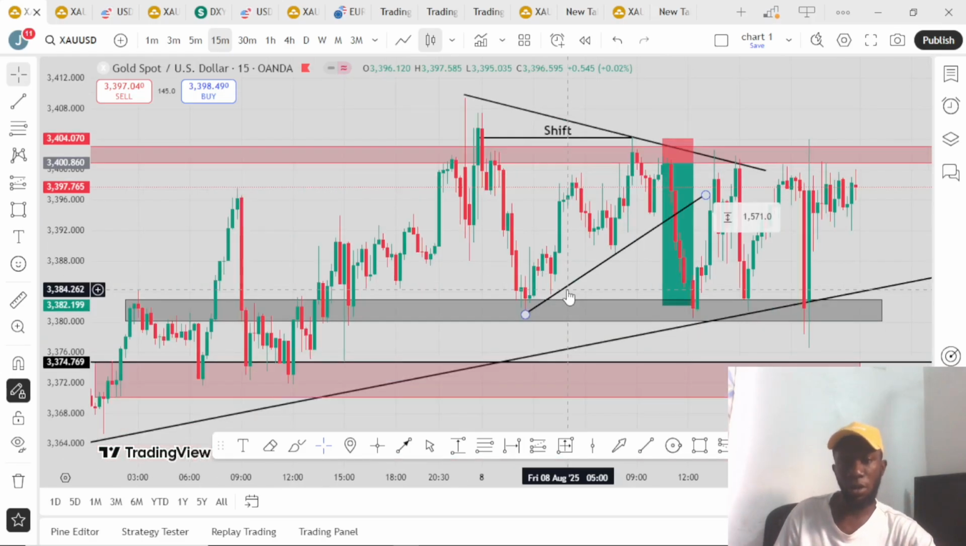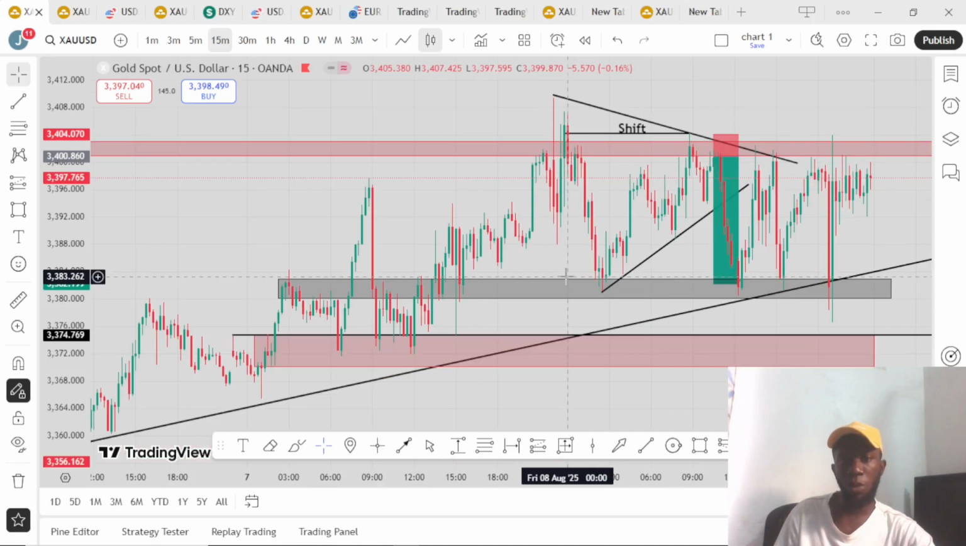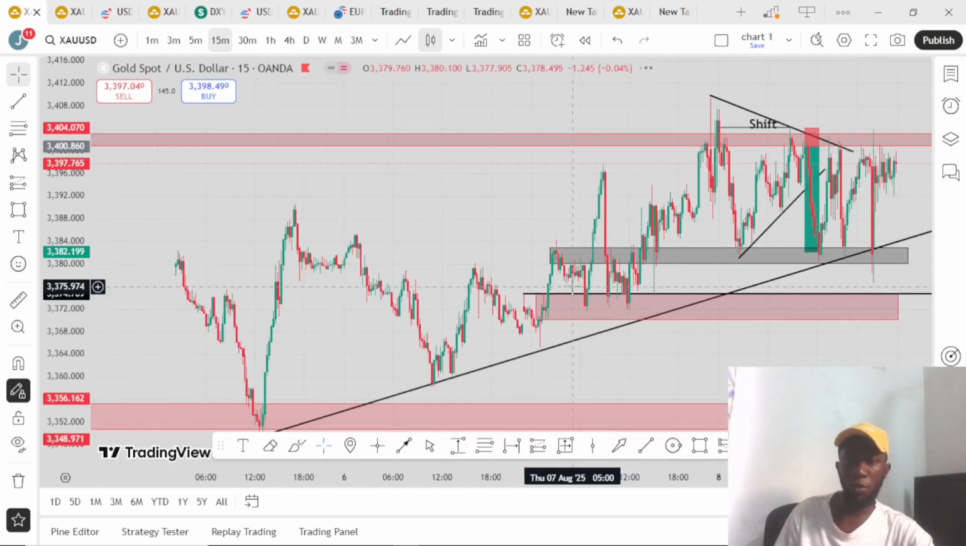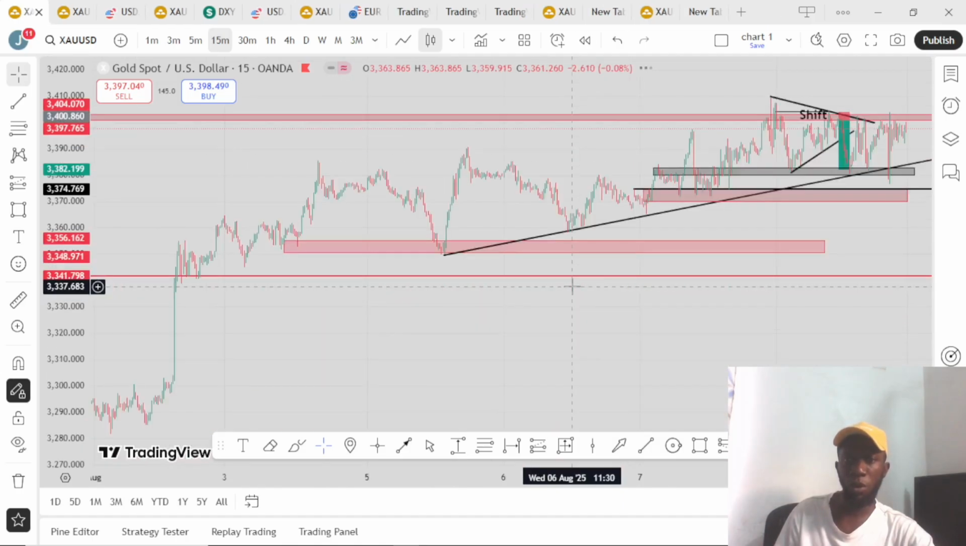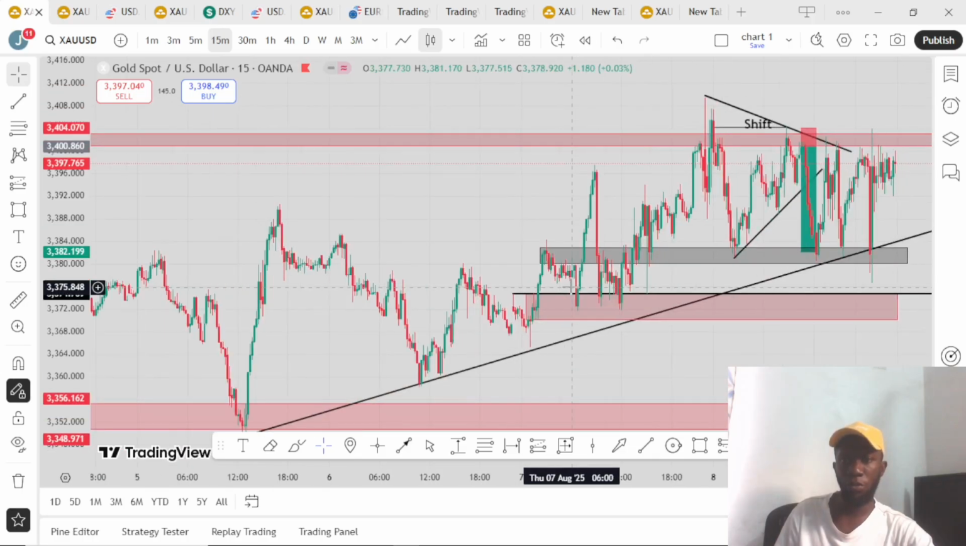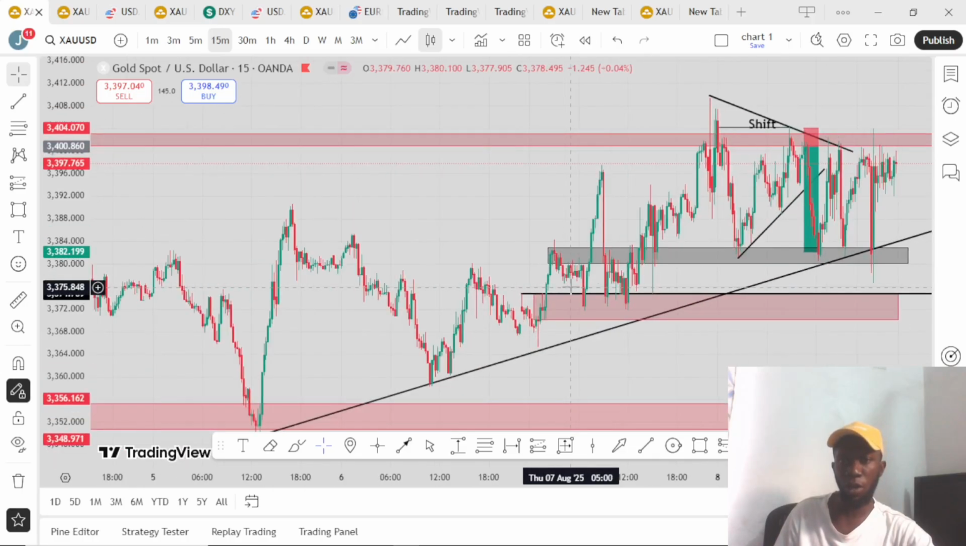As you can see on gold, I'll be giving you a little analysis on this. Maybe if there is a little time, I can touch on the DXY, the basket of the major USD related pairs. So now I'm on gold, on the 15 minutes time frame. This is what gold has been doing for the past week, especially this week.